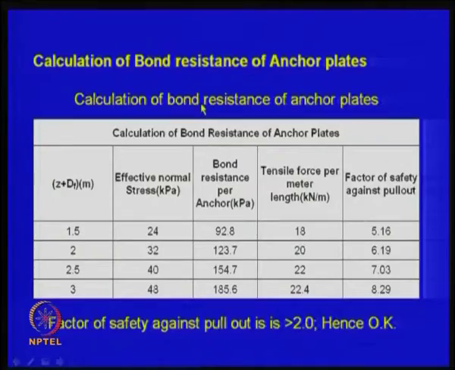So, with this spacing one can go ahead, and if you want to calculate how it looks, you can see that. Is it okay? I want to check. So, I just calculated Z plus dF, and then the effective normal stress, 24 kPa, 32 kPa and all that, you can calculate. Bond resistance as per anchor you can calculate, the tensile force per meter is already given, we got it from the previous table for each layer, and the factor of safety against pull out, I use that particular equation and get these numbers to calculate the bearing stress also.